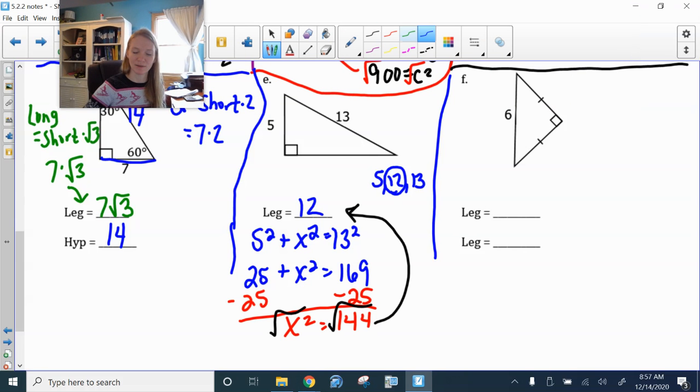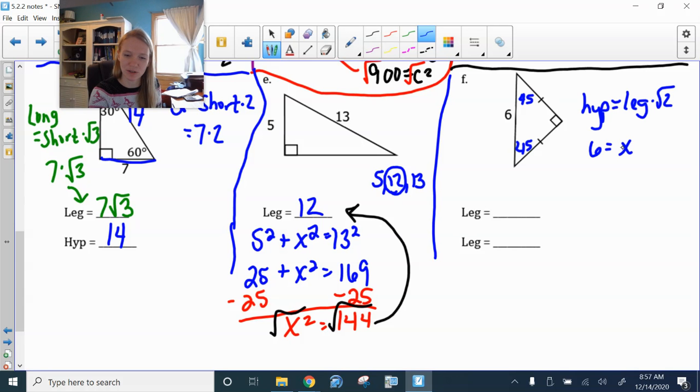All right, last one. We know that the two sides are equal. We could do Pythagorean theorem, a squared plus b squared equals c squared. A and b are equal though, so it'd be like x squared plus x squared equals 6 squared. Or we could use the fact that if the legs are equal, then this must be a 45, 45, 90 triangle, which means the hypotenuse equals the leg times the square root of 2.